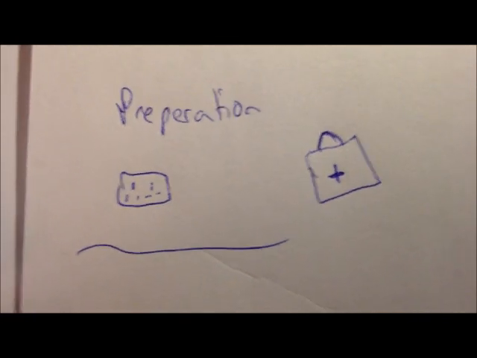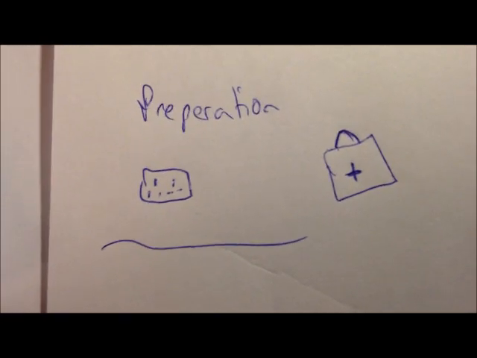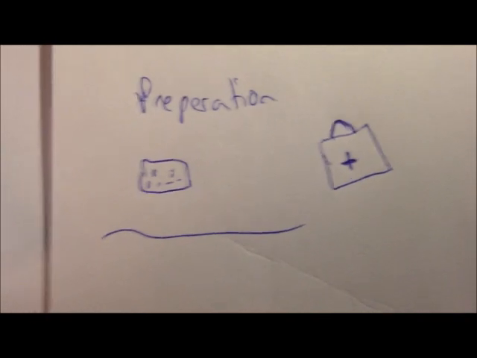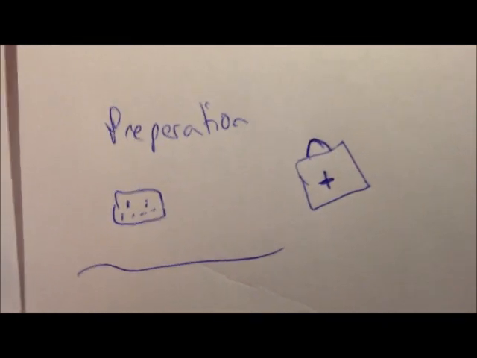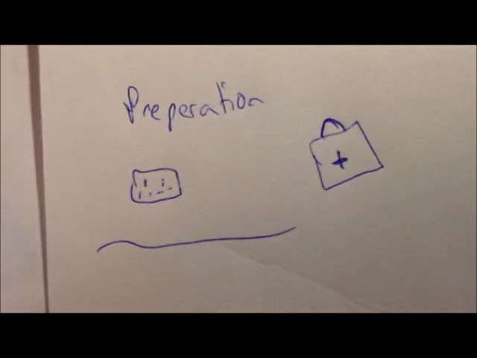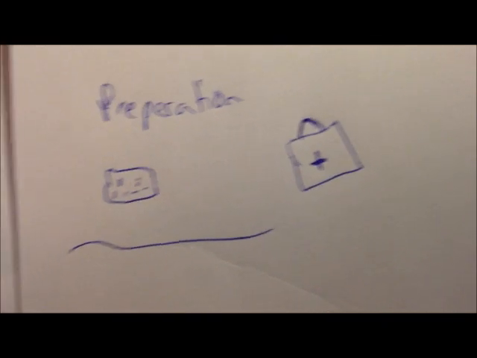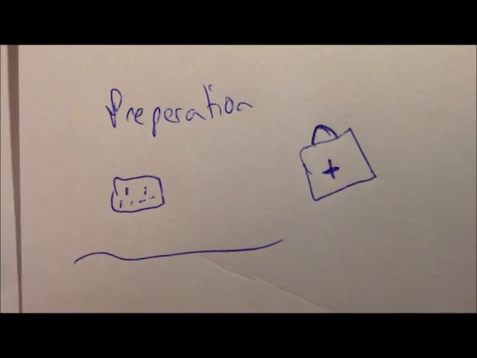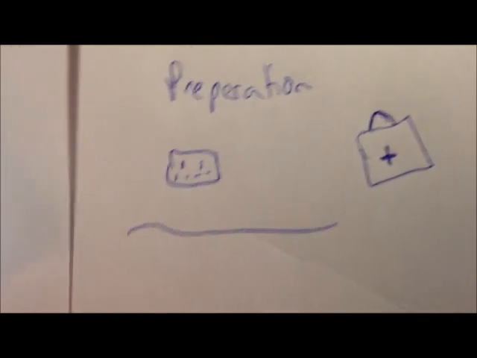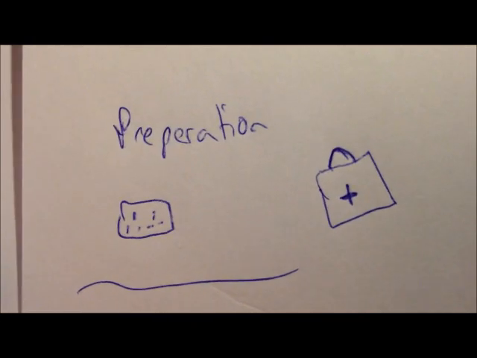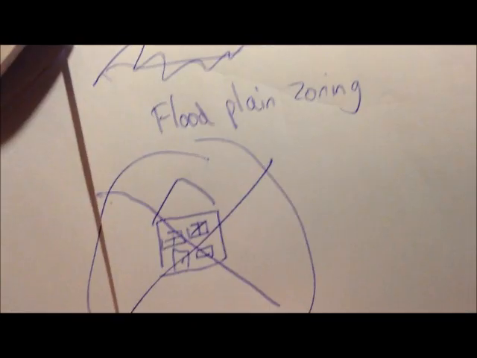Another example of soft engineering is preparation, which includes urging people living at risk of floods to make changes to their houses to reduce the damage and buy things such as survival kits to allow them to survive in the event of a flood. And this is good because it means that buildings are more likely to survive and people are better prepared in the event of a flood. However, it's bad because it gives people a false sense of security.